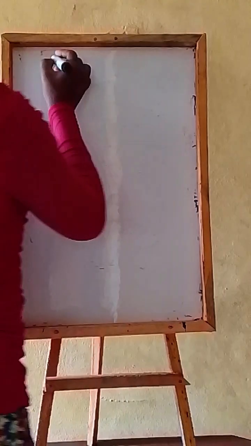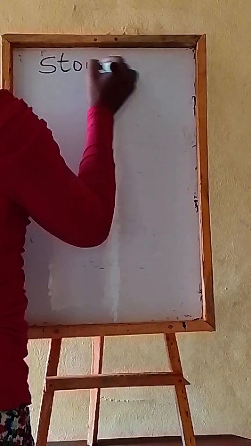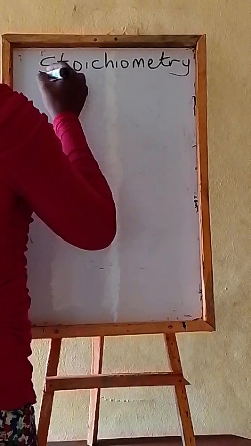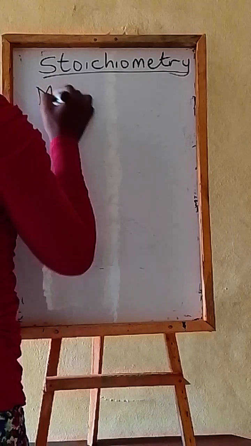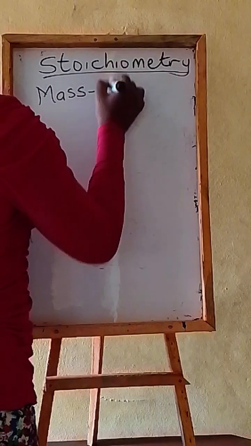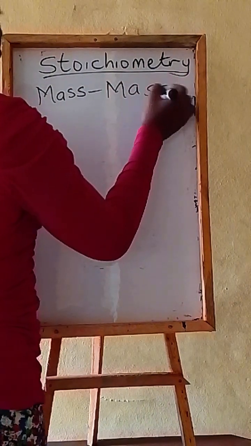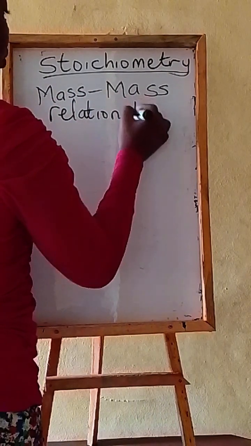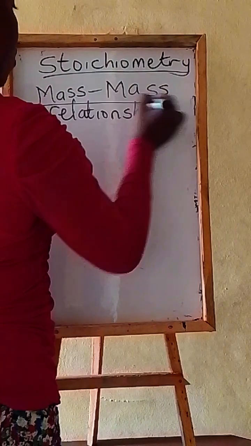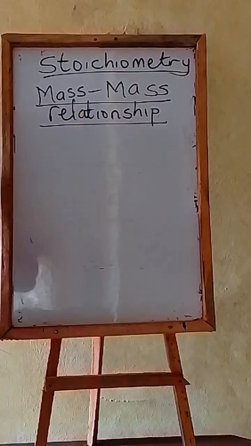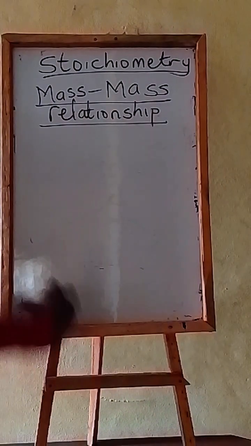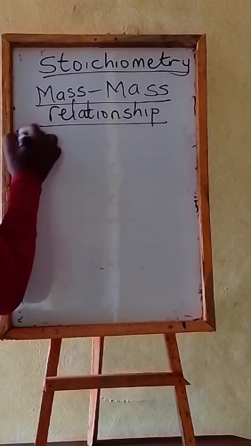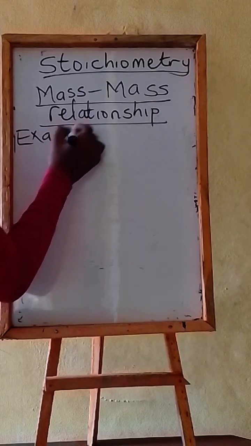We'll be looking at stoichiometry. We'll be looking at mass to mass relationship. Mass to mass relationship: how you can use the mass of one, whether reactant or product, to calculate the other mass. You can be given the mass of one to calculate the other one. Now let's have an example.